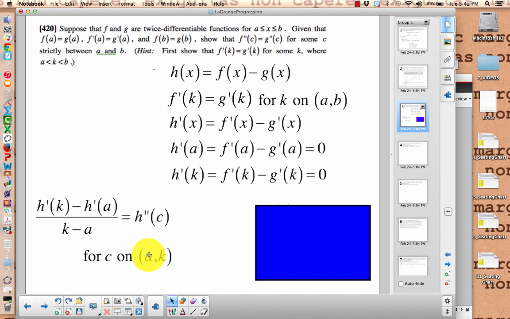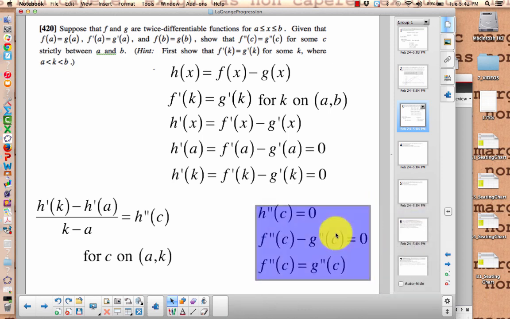Notice that if you live between a and k, you also live between a and b because k is less than b. All right, and then the final step here is to notice that h prime of k is 0 from up here, and h prime of k is 0 from up there. So the numerator is 0. 0 over k minus a is equal to 0. So this tells us h double prime of c must be equal to 0.